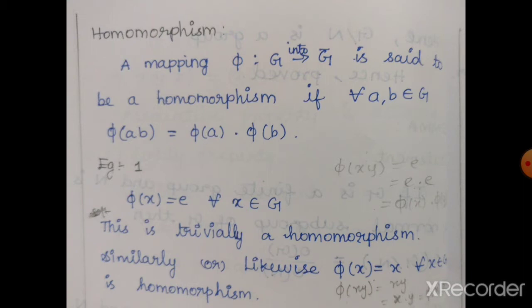Similarly, phi of x is equal to x is also a homomorphism. The same thing: take phi of xy. phi of x is equal to x is our definition, so phi of xy is equal to xy. By using our definition, phi of xy is equal to xy. For x you use phi of x, for y you use phi of y. So phi of xy is equal to phi of x into phi of y. So phi of x is equal to E is also a homomorphism, and phi of x is equal to x is also a homomorphism.